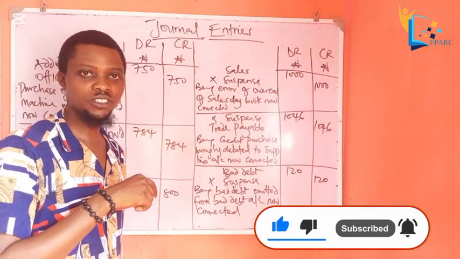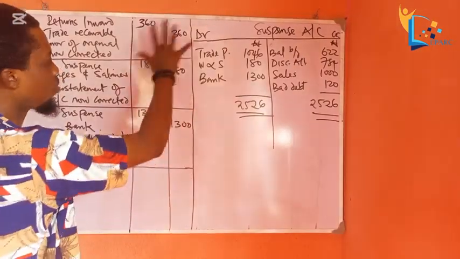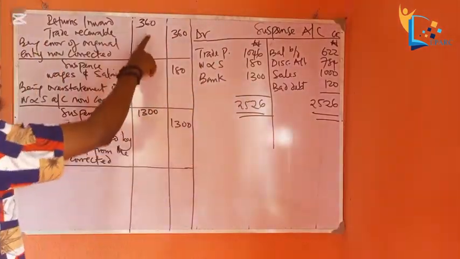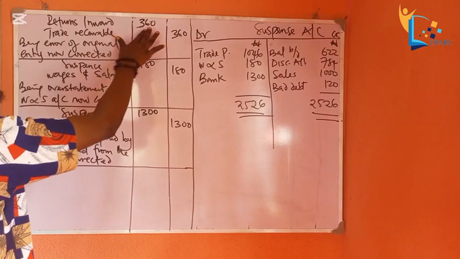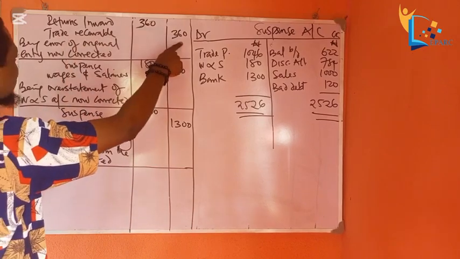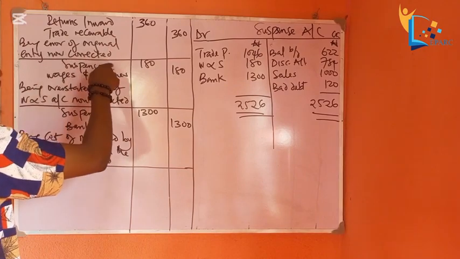Let me turn over to the other side. Are we together? Okay, so here, this is the other side of the board. Now you can see the remaining parts of the journal entries. Okay, returns inward 360, trade receivable 360. Now this is the narration, being error of original entry now corrected.